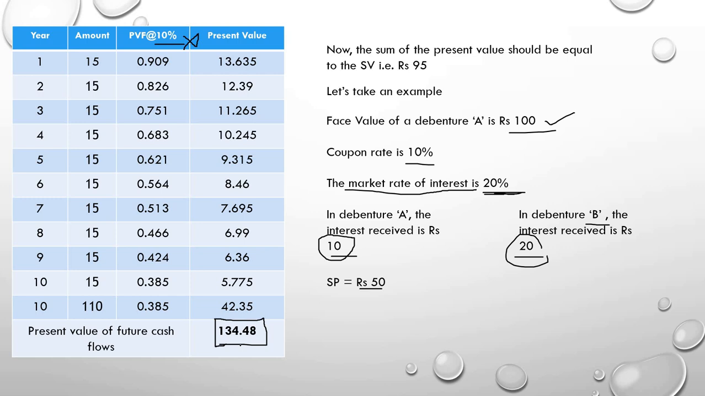Now, since I am selling my debenture at a discount for rupees 95, that means my KD should be increased. Because we have observed that if the market rate is more, the debenture price will decrease. Now, if you see, at 10% the debenture price is 134. I want to reduce it to 95, so I have to increase my percentage.